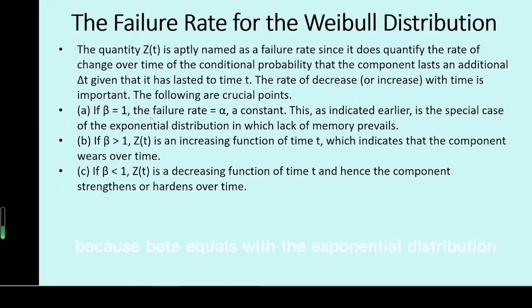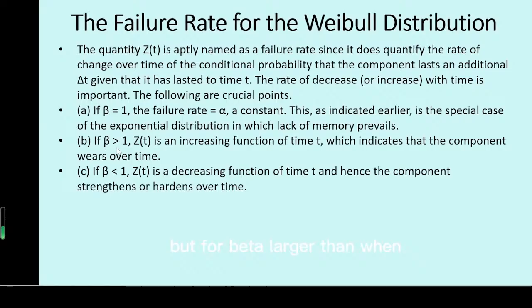Because beta equals 1 is the exponential distribution, this means for the exponential distribution, lack of memory, the failure rate is constant. No matter how long it has been used, 1 year, 10 years, it has survived. From this point, its failure rate is constant, unconditional on the time it has survived, right? So the exponential distribution has a constant failure rate at any time point.